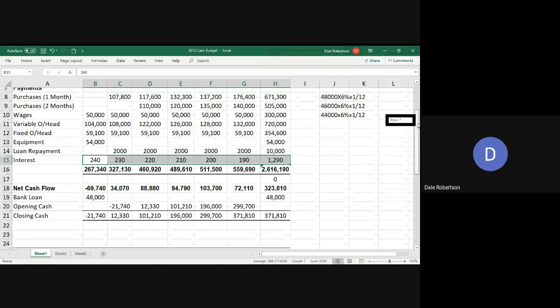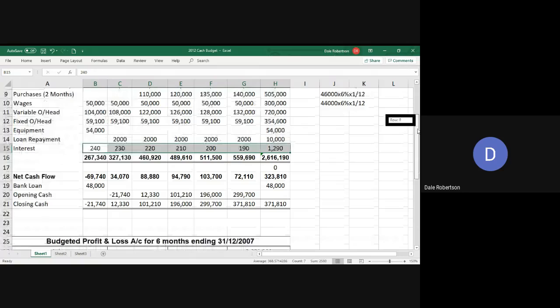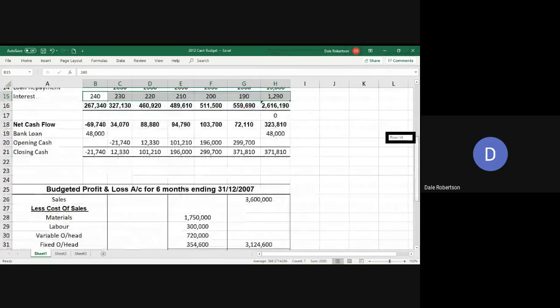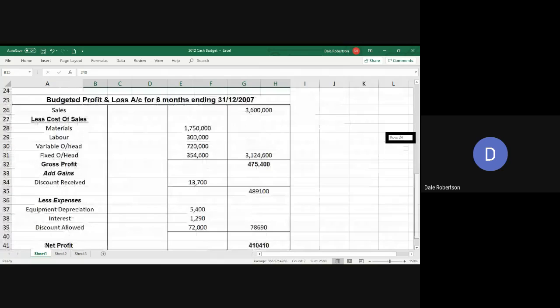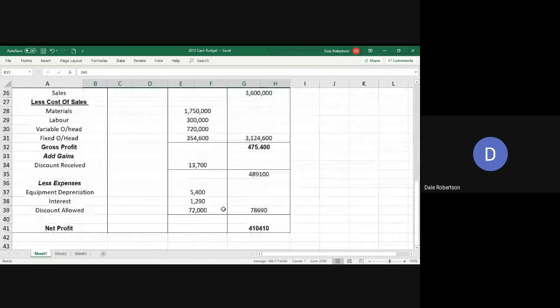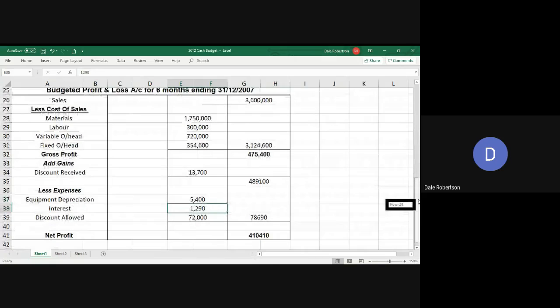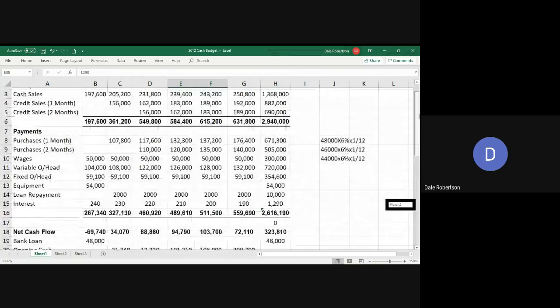When you go down to part B of the question, this 1290, which is your total interest for the 6 months, is still the 6 months interest down here of 1290 as well. The rest of the question is identical to the previous one. That's just one small difference in the 2012 cash budget. Thank you.